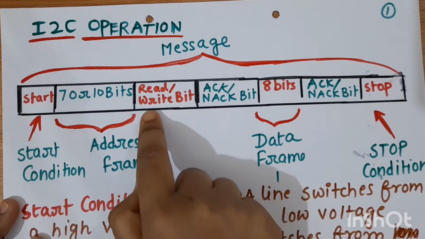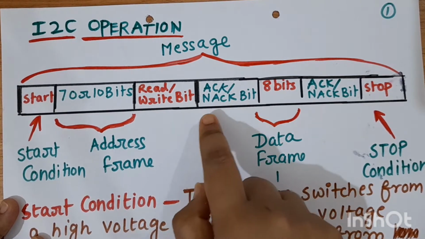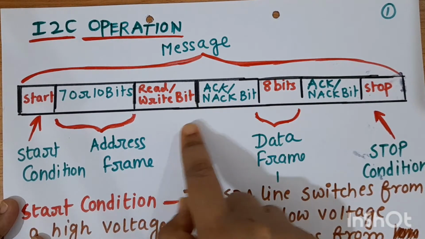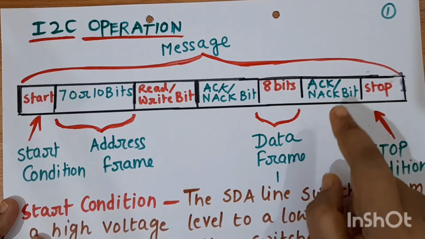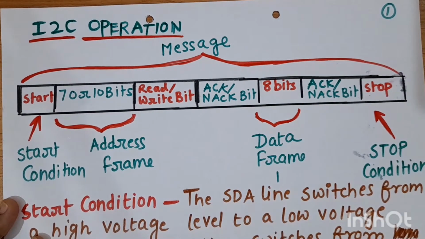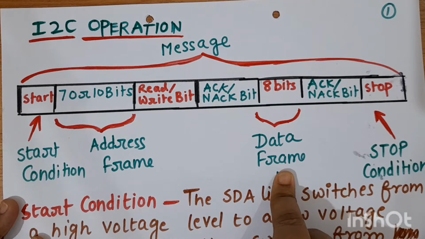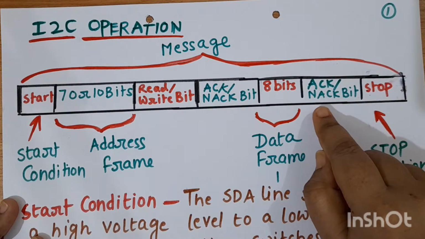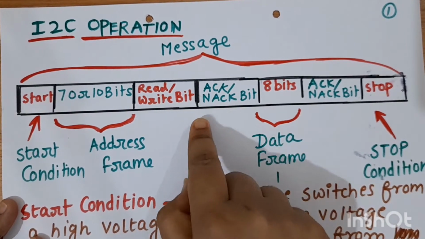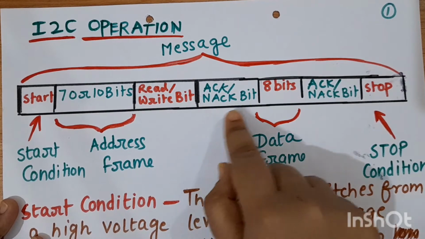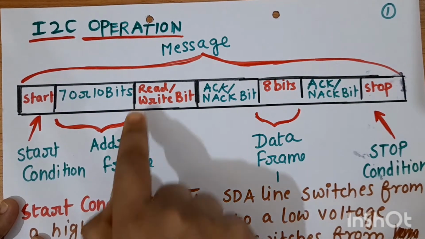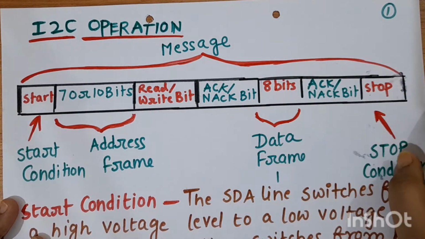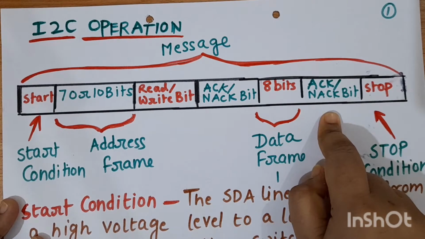After the read and write bit, what is sent is the ACK and NACK bit, that is the acknowledgement and no acknowledgement bit. After the ACK and NACK bit, an 8-bit data frame is sent. After the data frame is sent, an ACK or NACK bit is sent again. The ACK and NACK bit is sent after the address frame and read-write bit, and also after every 8-bit data frame.